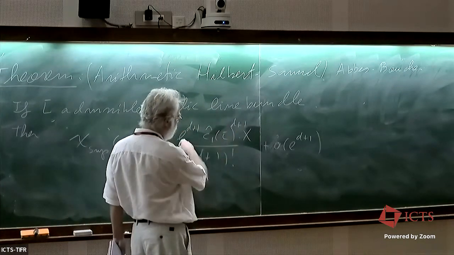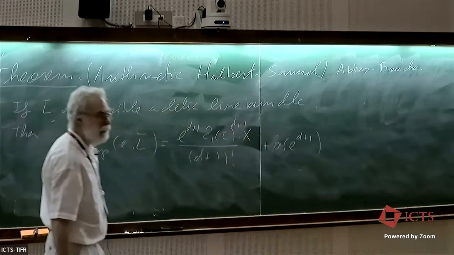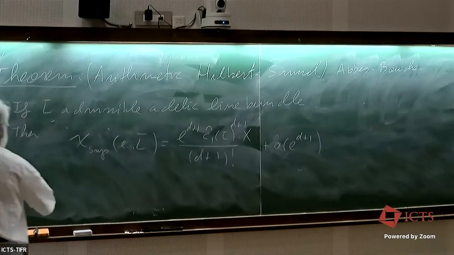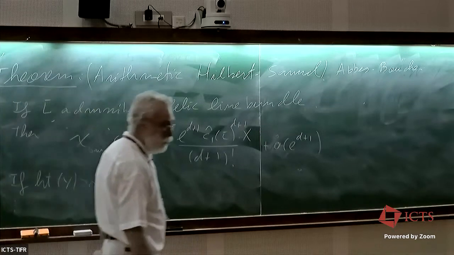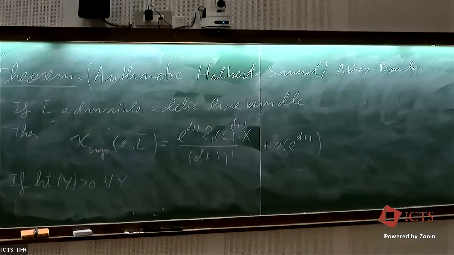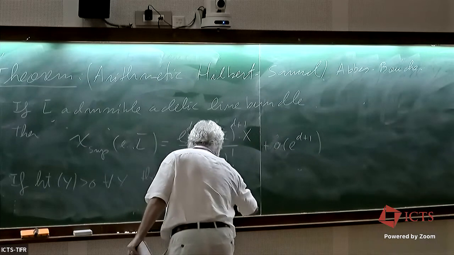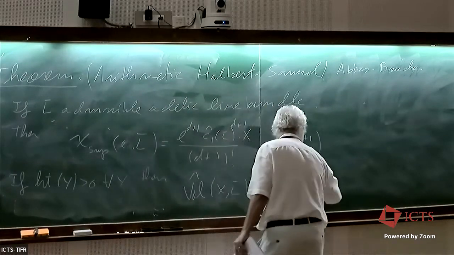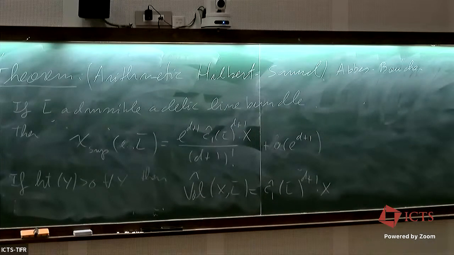Well, the main term is just a polynomial of degree D plus one in L. And then the coefficient is just given by this intersection product with respect to X. And if the height of Y is bigger than zero for all Y, then I can apply the Nakai-Moishezon criterion, telling me that big powers of L will be globally generated by strictly small sections. And this will imply that the arithmetic volume, vol hat of X, L bar, is just equal to C1 hat of L bar to the D plus one times X. So you get exactly, in some sense, the perfect analog of the Hilbert-Samuel theorem in geometry.